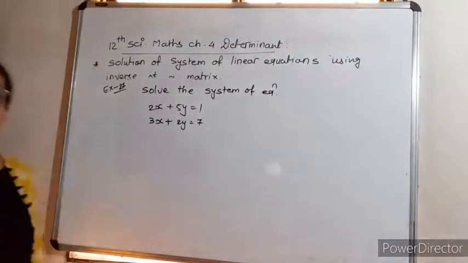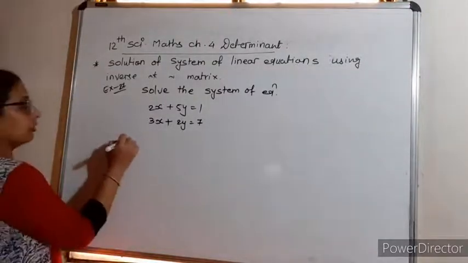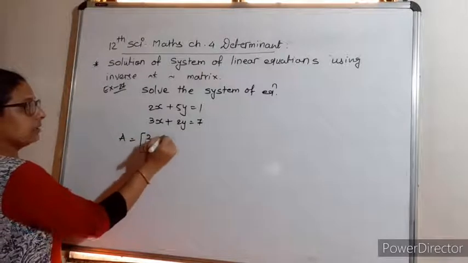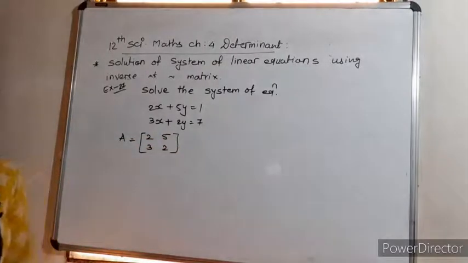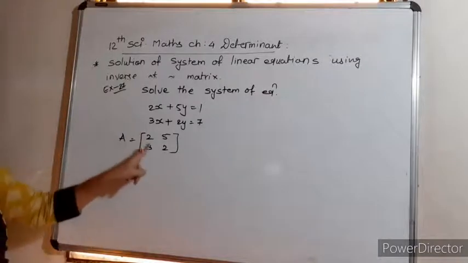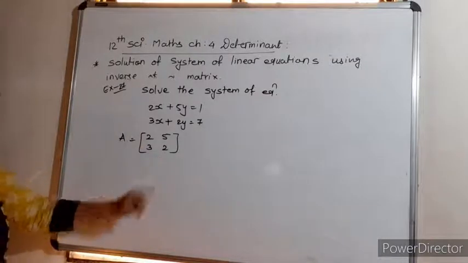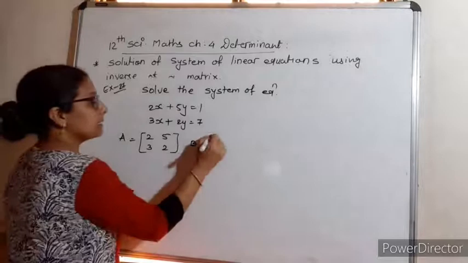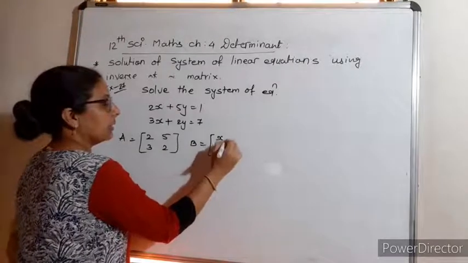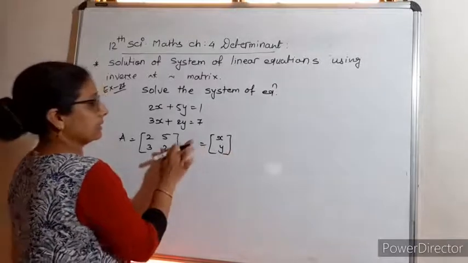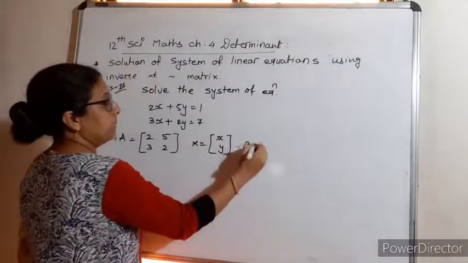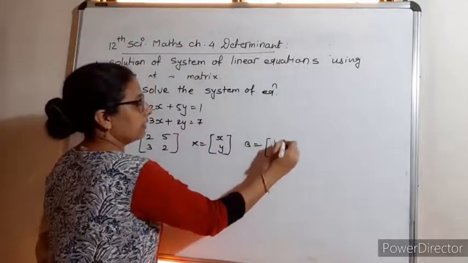So what you will do is, first of all, A is 2, 5, 3, 2. Because it is only two equations, so that is a 2 by 2 matrix. X is x, y. And b is 1, 7.